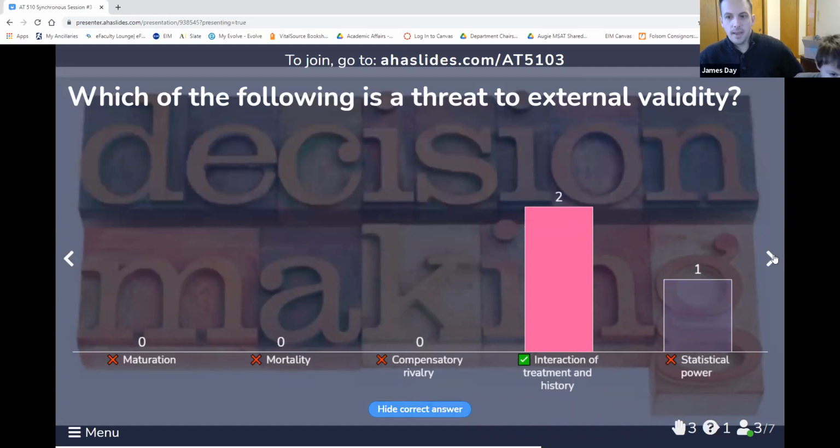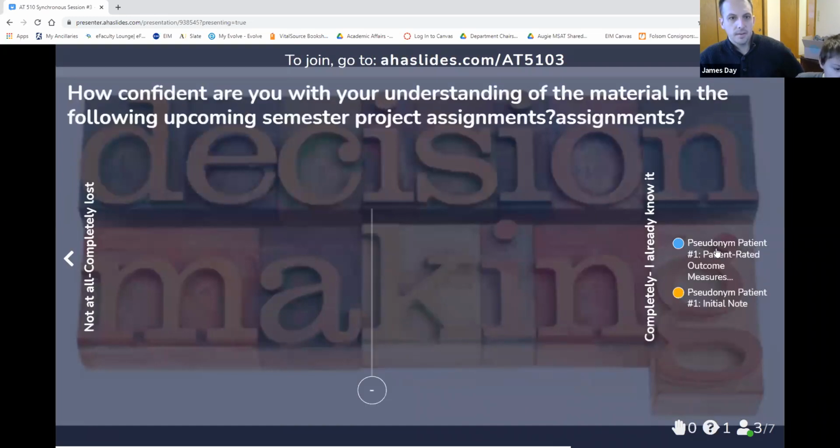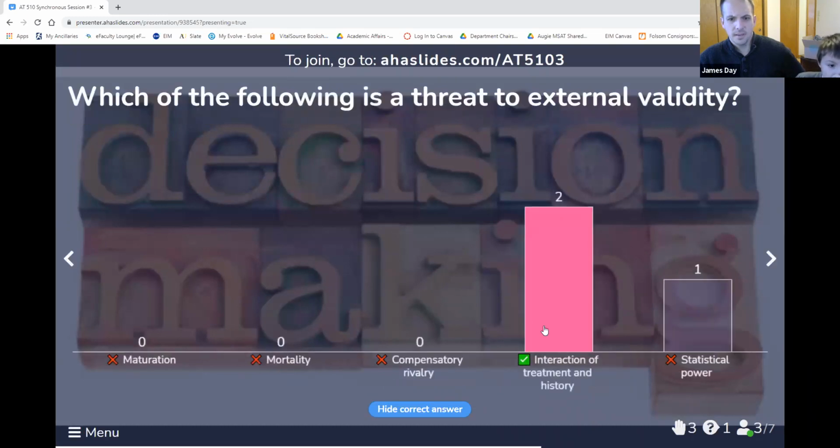So looking at these then, you must not have saved the last version, because I know I put the definitions of these in there, but that's okay. When we look at these, we have three threats to internal validity, this is the threat to external validity, and the threat to statistical validity.